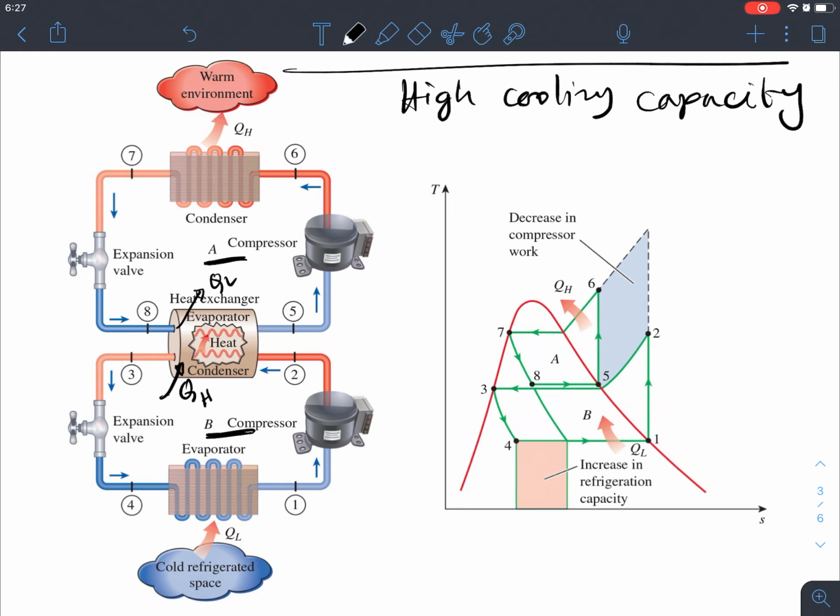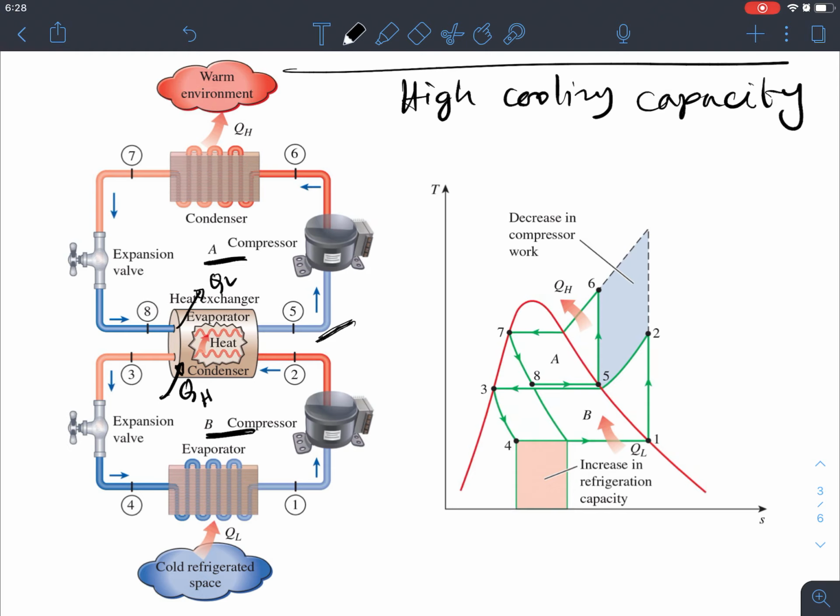Okay, so other than that, this system consists of pretty much all of the similar components: evaporator, condenser, compressor, and expansion valve, right? So in the TS diagram, if we look at the top cycle, this TS diagram is very similar to the ideal vapor compression refrigeration cycle.